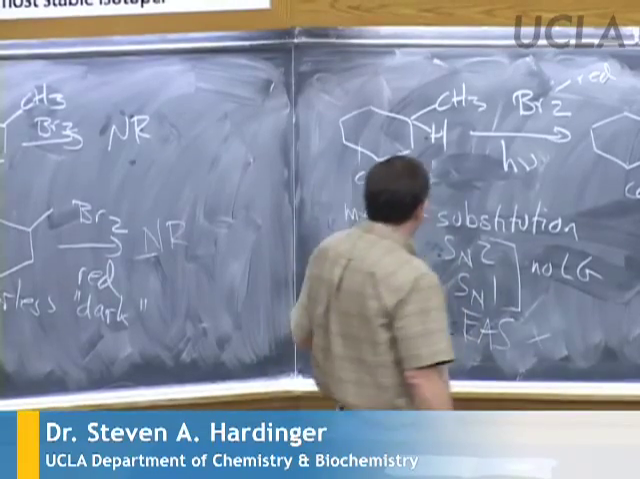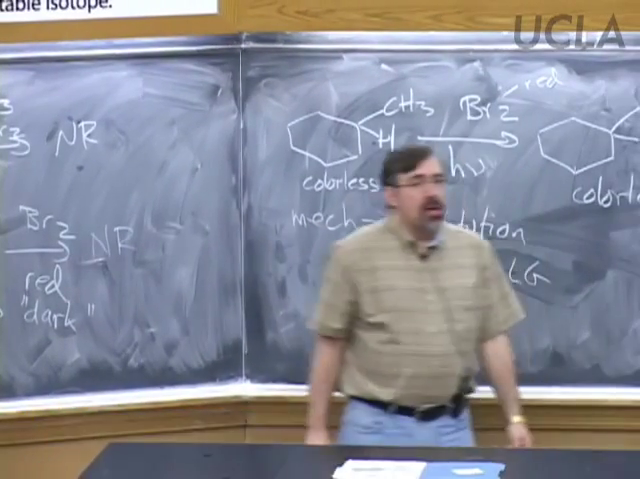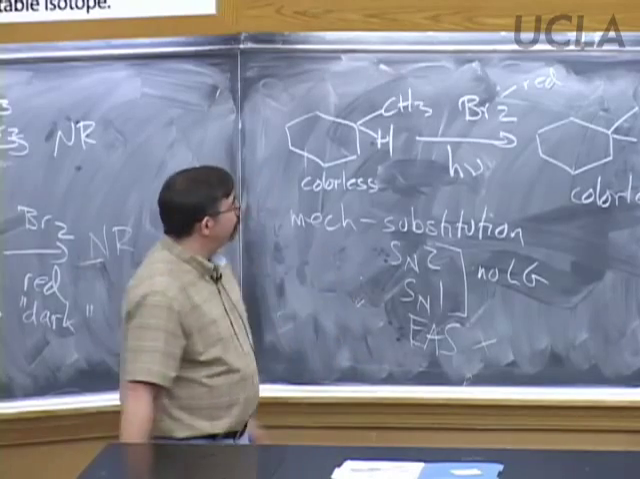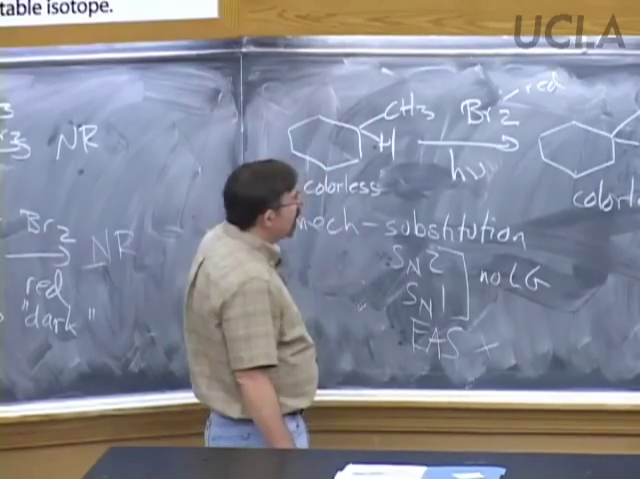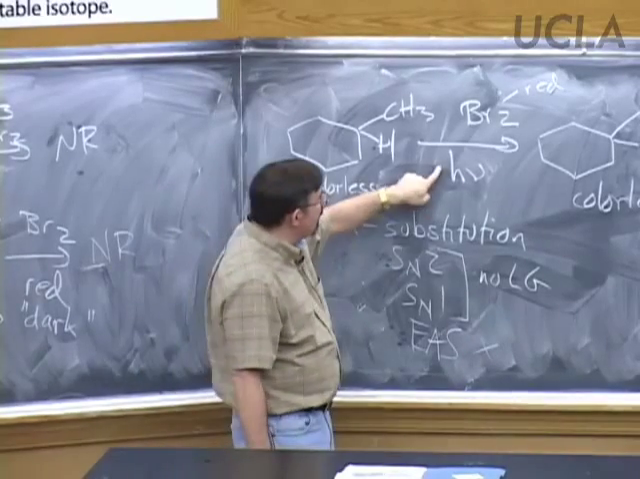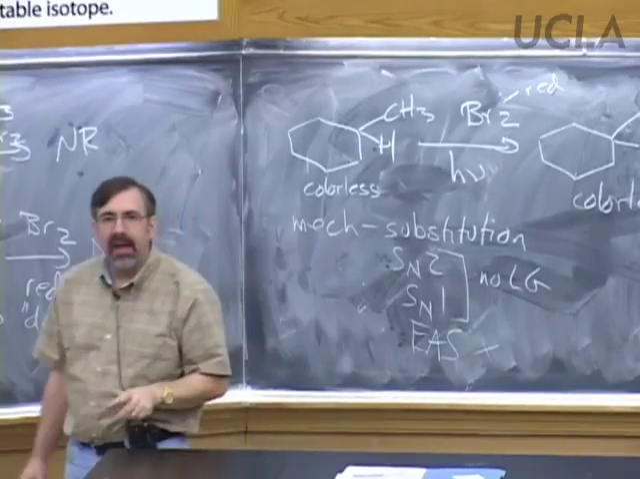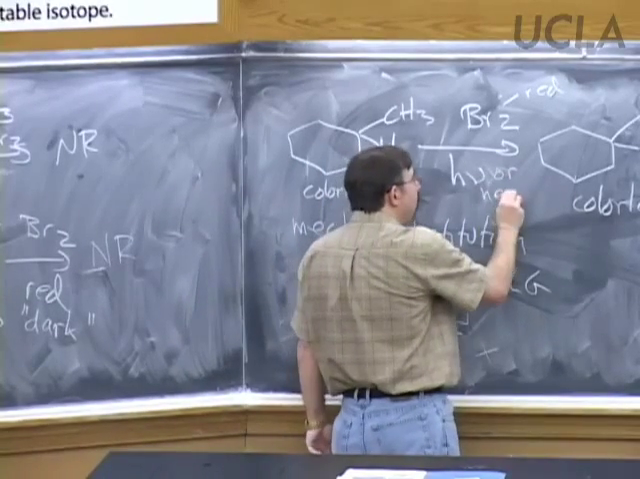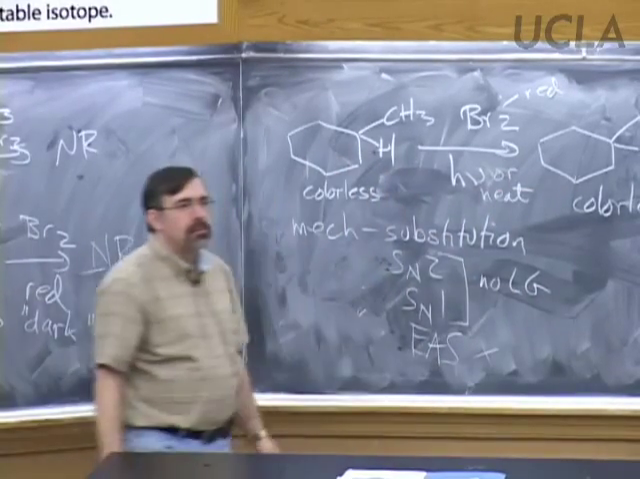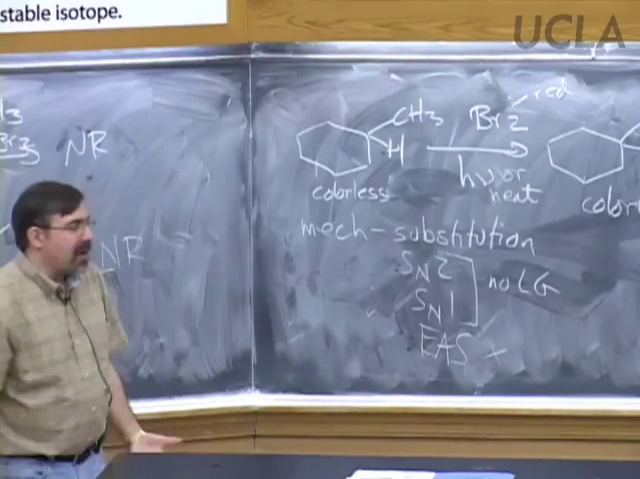All right, so what is the mechanism? What's going on? Start with the clues that we have. Br2 is red. Methyl cyclohexane is colorless. When we add light, only when we add light, or it turns out, or heat, either one of those. Heat will do this as well. But let's focus on the light, because that will actually help us figure out.